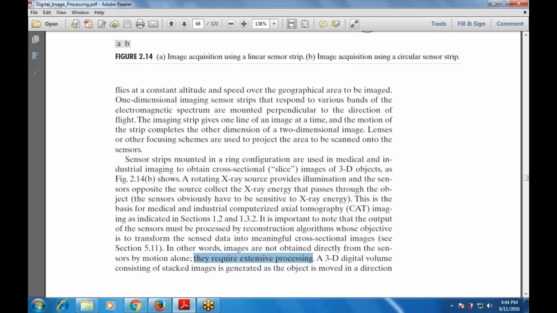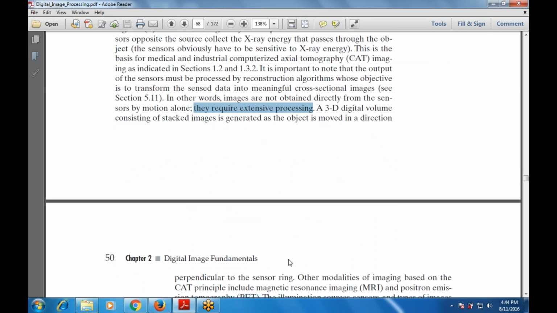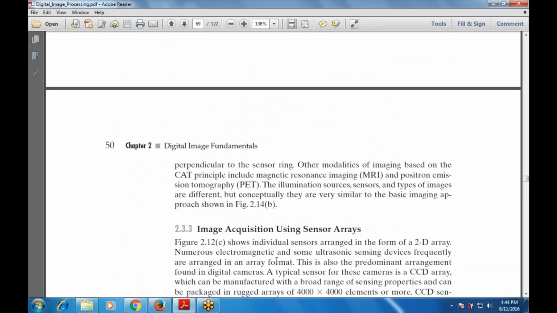A 3D image or digital volume consisting of stacked images is generated as the object is moved in a direction perpendicular to the sensor ring. This is available with CAT, MRI (magnetic resonance imaging), and PET (positron emission tomography).